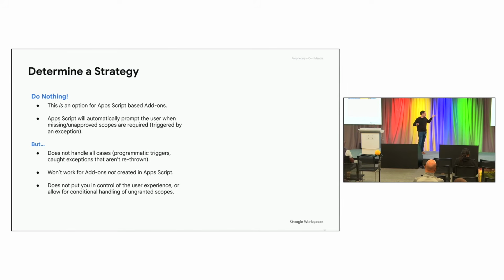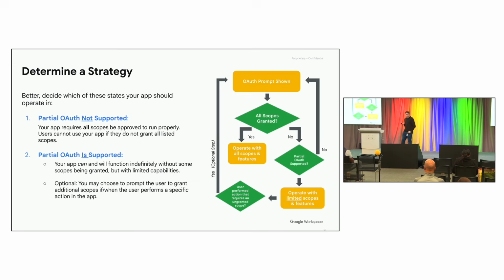It also, of course, doesn't work for add-ons not created in AppScript. So if you're using alternate runtimes, your own RESTful endpoints, this is not an option for you. And truthfully, it doesn't put you in control of the user experience or allow for conditional handling of ungranted scopes. Like maybe you want to give the user a message, like, oh hey, you've clicked the calendar button, but guess what? You didn't approve this the first time. Here are the benefits of doing so. Click here to continue, right? You may want to do more like that, and that's really what we're going to focus on.